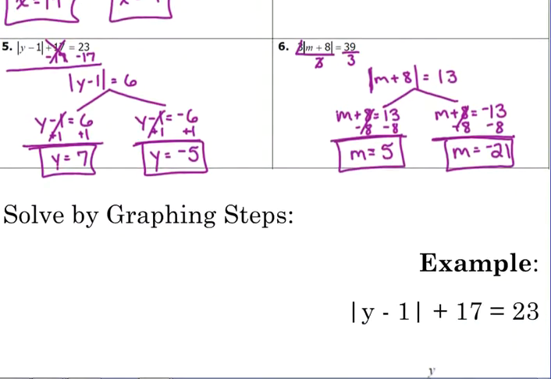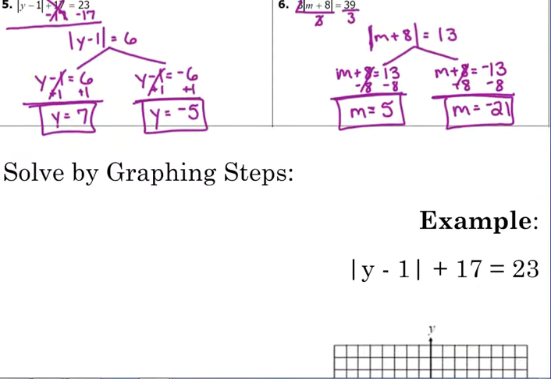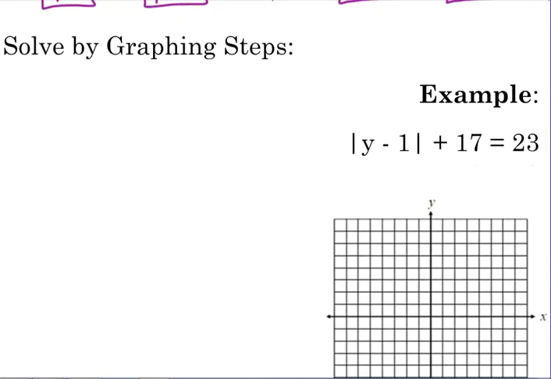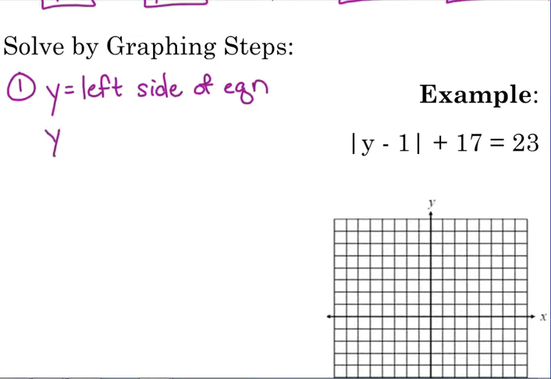Okay, so we're going to use number 5. This is the exact same problem that we just did in number 5, but I want to show you solving by graphing. The absolute value of y minus 1 plus 17 is equal to 23. So to solve by graphing, step number 1 is y equals the left side of the equation. And y equals the right side of the equation.